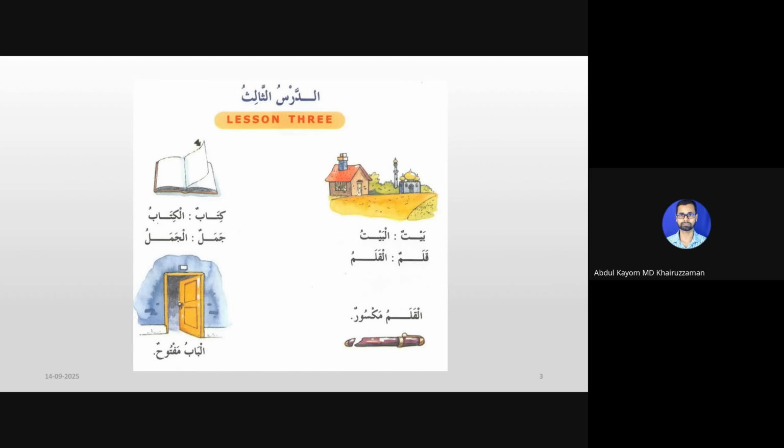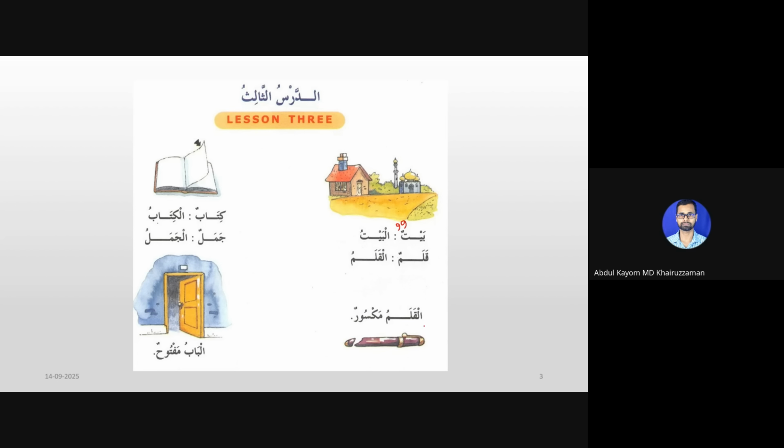Here we have tanween. So we have two dhamma, baytun. So when we add al, one of the dhamma goes away. It becomes al baytu. Similarly, qalamun, it becomes al qalamu. Now, why are we doing this in this book? It's an amazing book. You'll see.